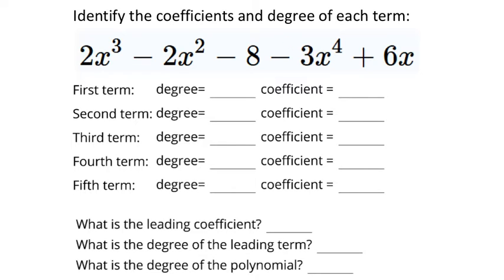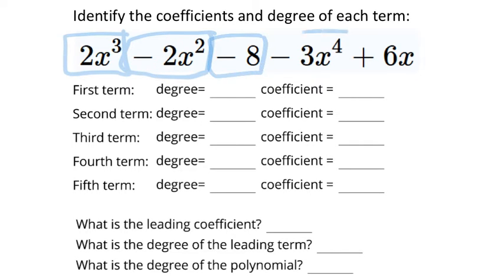Sometimes students even like to just kind of box them in, right? So that would be its own term. That's considered its own term. Notice I included the minus as the negative part of that term. And so negative 8 is considered its own term, and negative 3x to the power of 4 is its own term, and also 6x. All its own terms, okay?